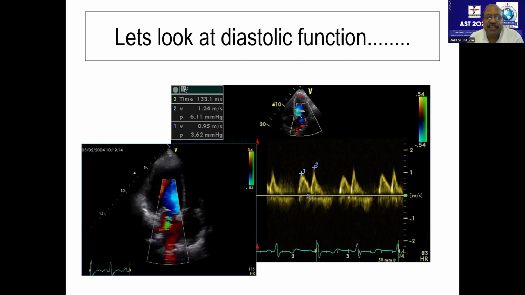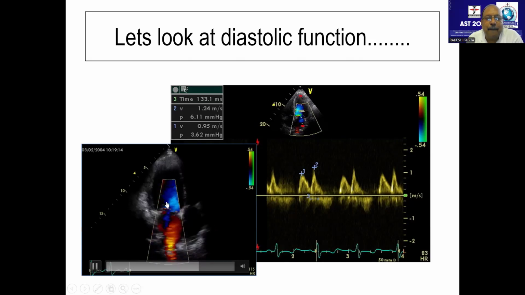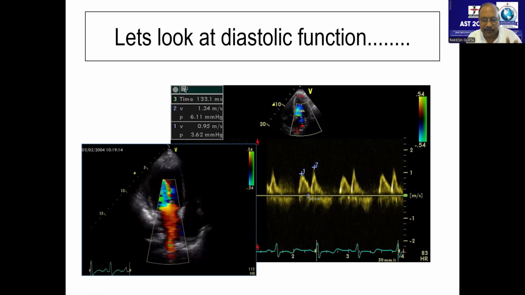What do we look for? We look for the mitral flow pattern across the mitral valve when blood is going from LA to LV. It means we are looking for LV filling pressures. Is the word clear? If I'm looking for diastolic function, I'm looking for LV filling pressures.